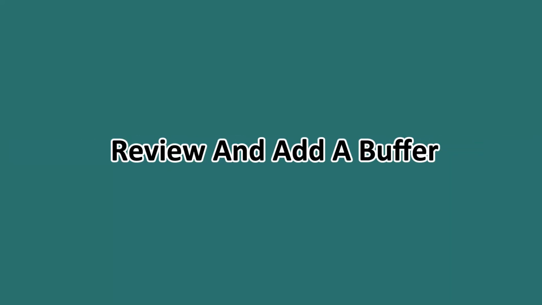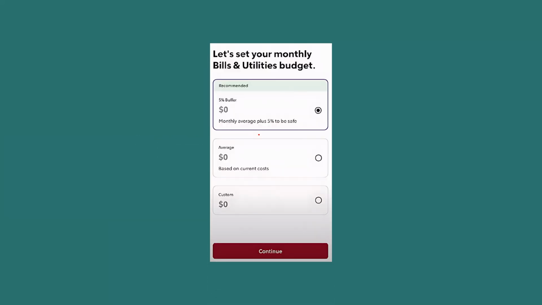The next, you'll need to review and add a buffer. See the summary of your total recurring expenses and consider adding a recommended 5% buffer for a safety net.